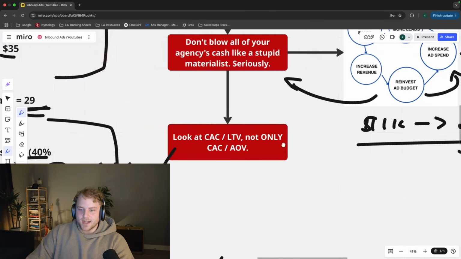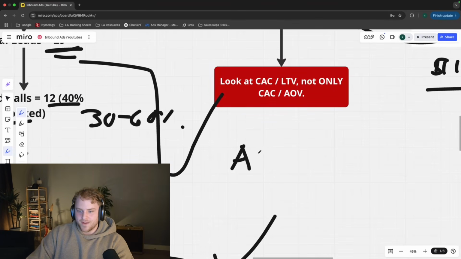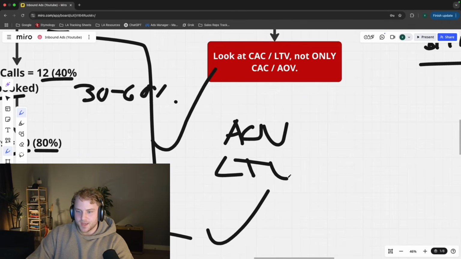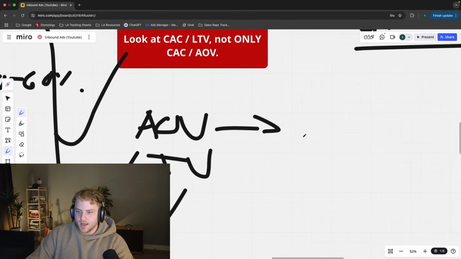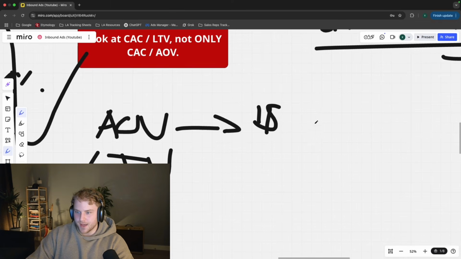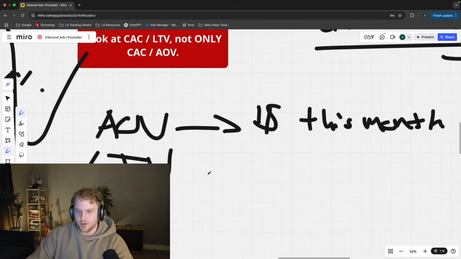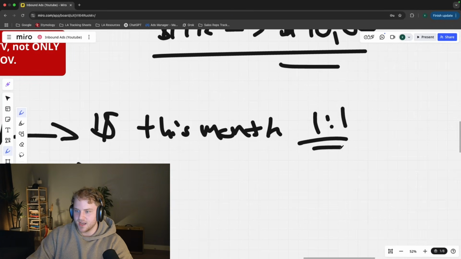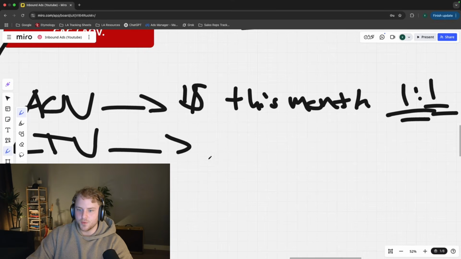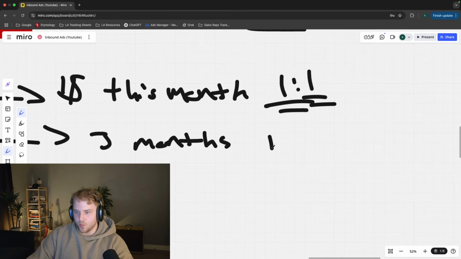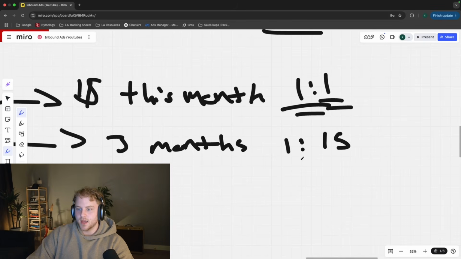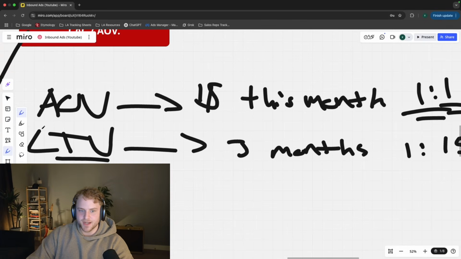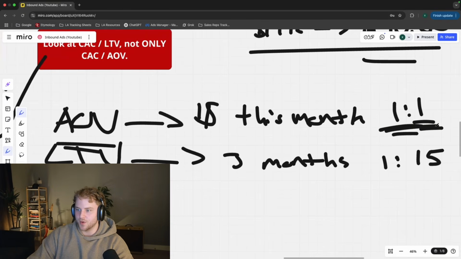Okay. Next is, do not look at average order value. Look at LTV. Average order value is great to see how much cash you're making this month. But if you want to be smart, you look at LTV, because you might have a 1-to-1 relationship between how much money you're spending and getting back this month. But if you wait 3 months, you might have a 1-to-15. Okay. You have to calculate both of these metrics and not just look at the 1-to-1 relationship between how much you're getting this month and back this month.